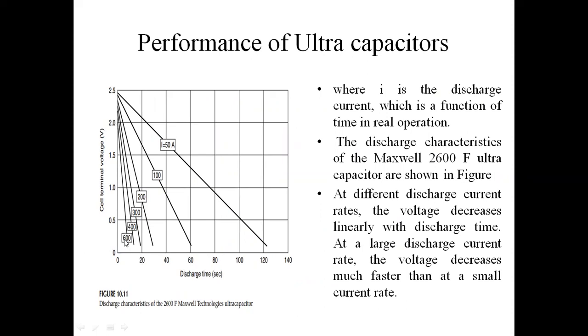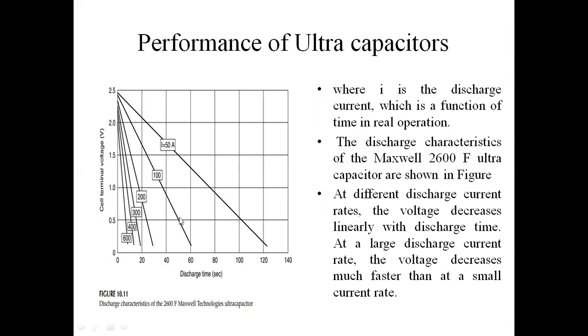The current values are 600 amperes, 400 amperes, 300 amperes, 200 amperes, like this. When discharging the capacitor with high current, the discharging time is very short, less than 20 seconds. When the discharging current is less, say 50 amperes, the capacitor takes above 120 seconds to discharge. 120 seconds means 2 minutes.